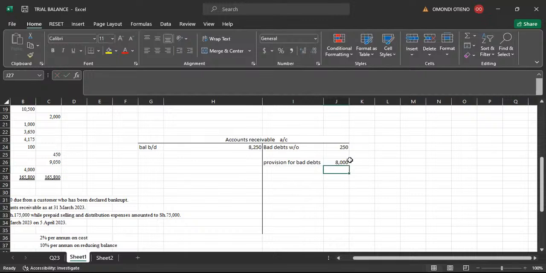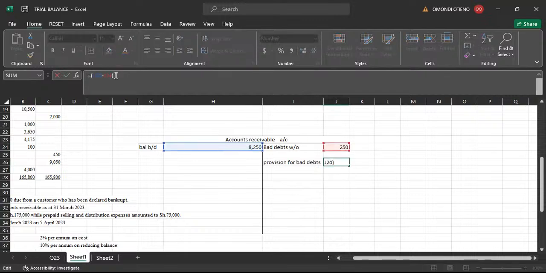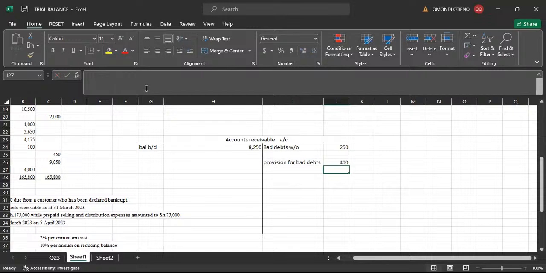That value which we are going to get, we are having 8,000. This 8,000, we only need to get 5% of it, which is what will not be paid. 5% of that amount will not be paid by these people. So it is 400. This 400 will reduce our accounts receivable. So what we are going to take to the statement of financial position as the net accounts receivable is now the balancing figure.